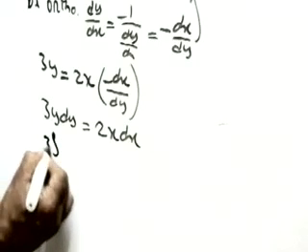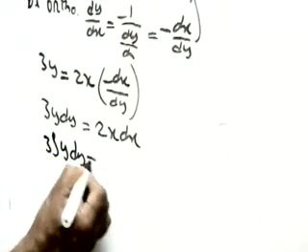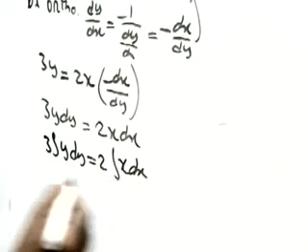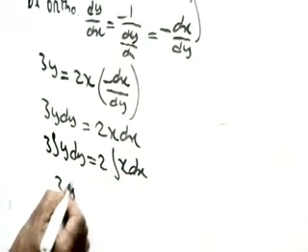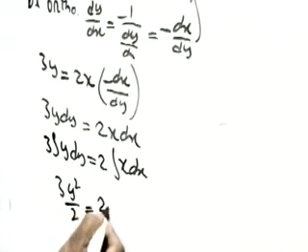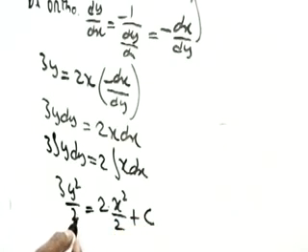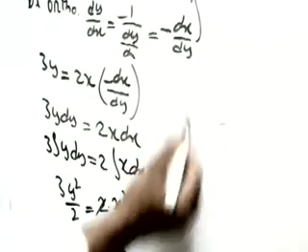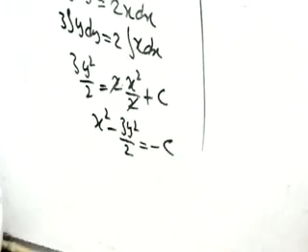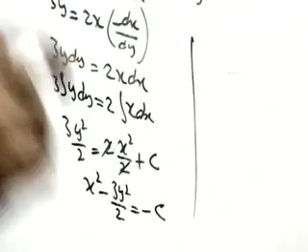Integrating both sides, I am taking out 3, integration y dy, and 2, integration x dx. Now 3 into integration of y will be y square by 2, and 2 into integration of x will be x square by 2 plus c. Now see here, this will get cancelled. Now bring this here, x square minus 3y square by 2, plus c on the other side minus c.